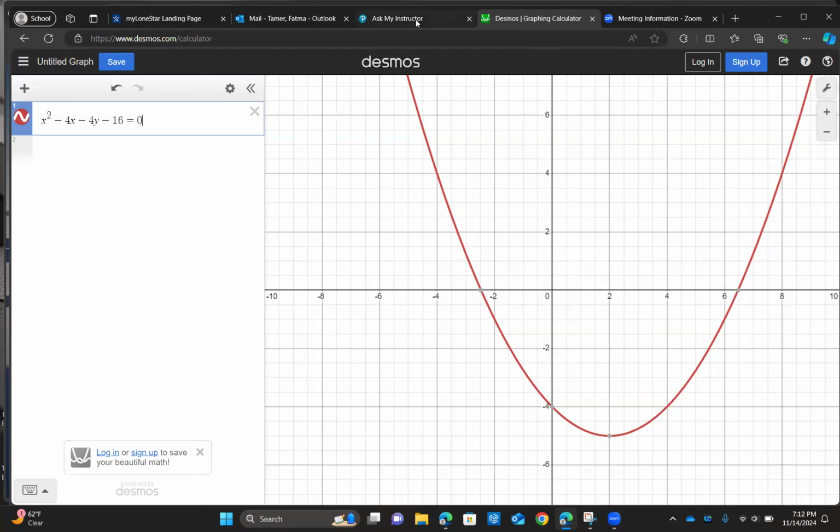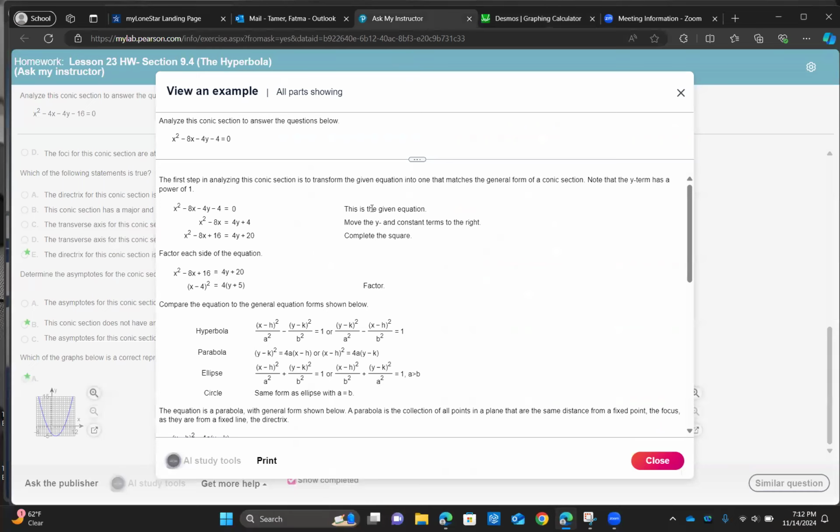It gives you a parabola here. Let's take a look at how the book handles these question types. So the first step is to analyze this conic section and transform the given equation into one that matches the general form of a conic section. Note that the y term has a power of 1. This is a very good point: when y has a power of 1, it's going to be a parabola.